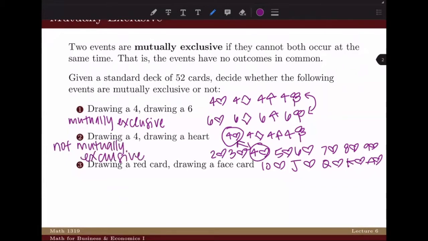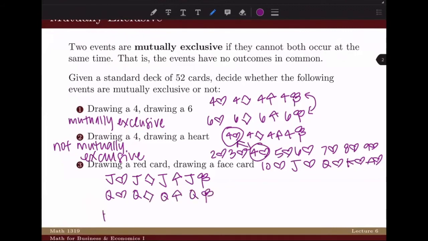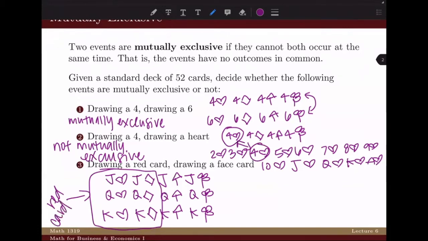Third, drawing a red card or drawing a face card. If we think about all the face cards, we'll have these options here. And we know that hearts and diamonds are all red cards. So this group here are red cards. So this event would be not mutually exclusive.